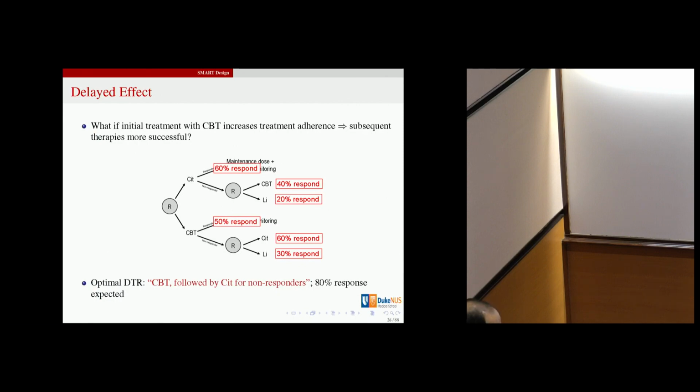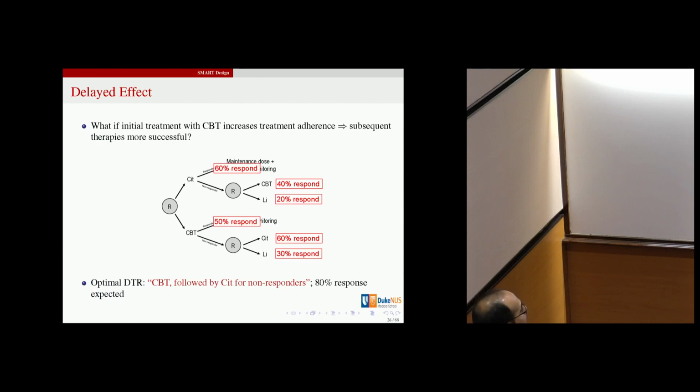If that's the case, and if the numbers are actually like that, so 60%, 50% here, 40, 20, and then here, see, because of the delayed effect in a way, you get 60% and 30% response, as opposed to here, there is no delayed effect playing. It's just a drug, right? So you switch to something else. But here, CBT trained you better to have greater adherence, because of which you adhered to your second line treatments better, so you get better treatment success here.